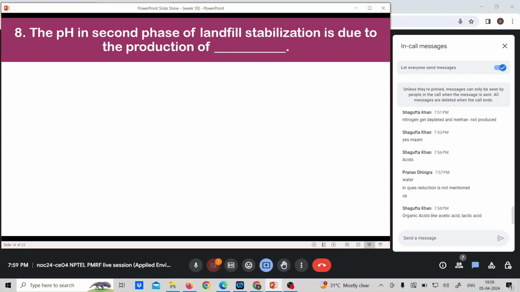Organic acids like acetic acid and lactic acid, etc. Okay, so you are right again. The specific answer that I was searching for was volatile fatty acids. I guess when we talked about the anaerobic process earlier also, I told you there are four steps, right? I guess we discussed this earlier also. Does anyone know the four steps in the anaerobic process?